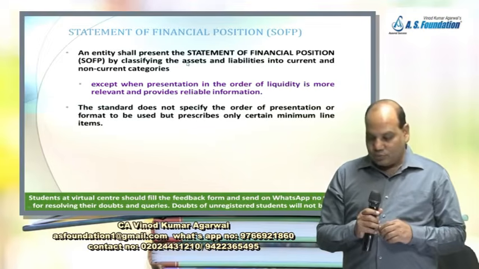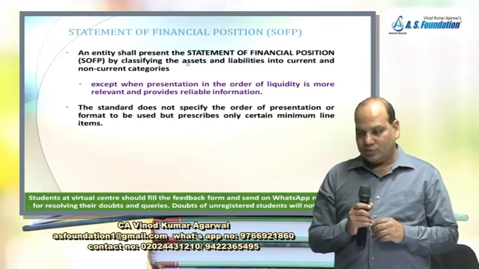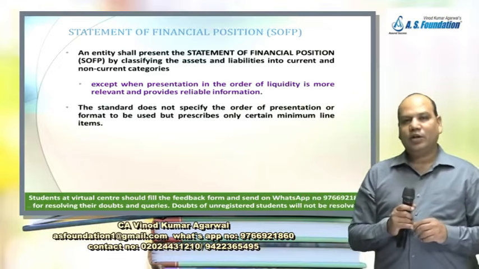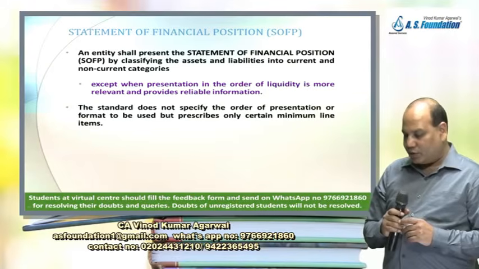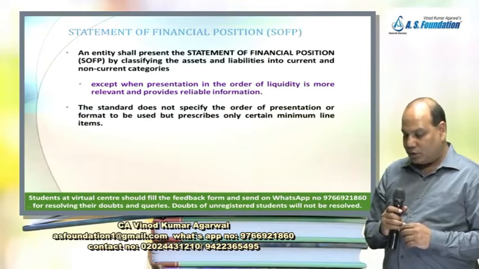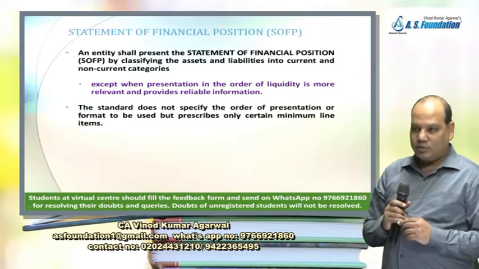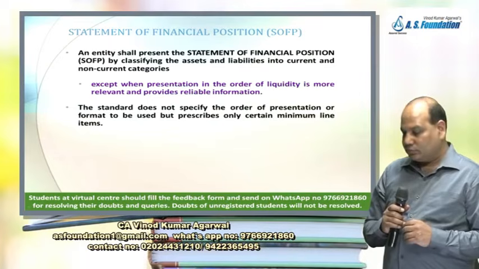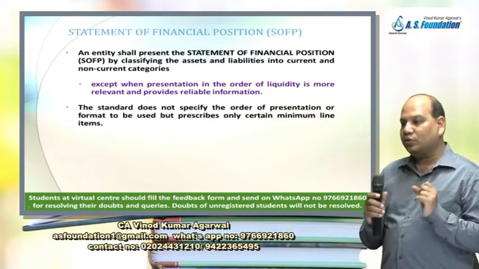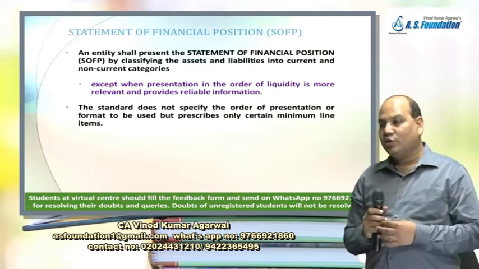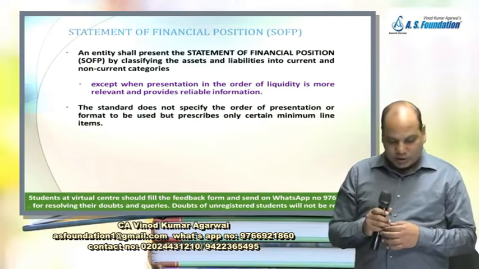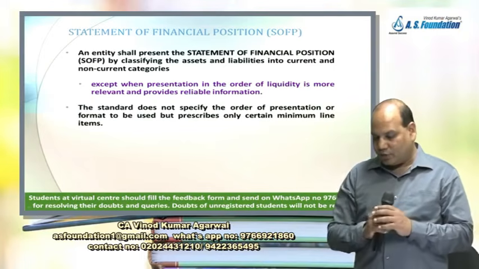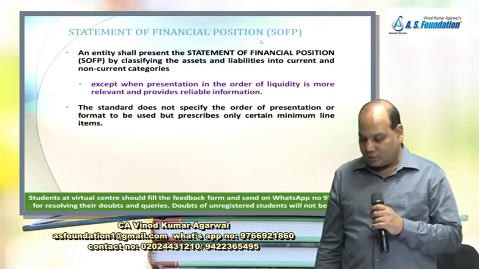And now we'll come to statement of financial position. What are the structure and content of SOFP? Okay. An entity shall present SOFP by classifying assets and liabilities into current and non-current categories. Okay. So normally you will find companies will show their assets and liabilities into two categories. Which two? Current and non-current. We will see the definition soon. Wait for a minute. What is current asset and what is current liability?